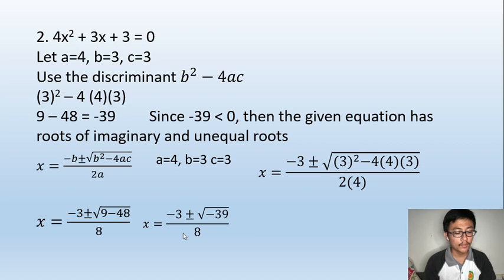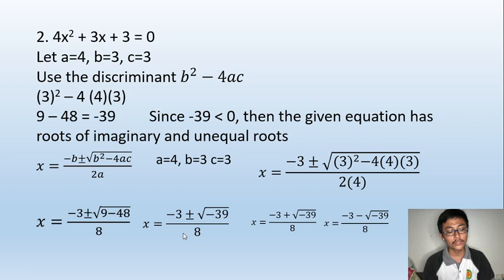So you will notice that sa loob ng square root sign you have negative 39. That will lead us to an imaginary number. So there are unequal roots. One is negative 3 plus square root of negative 39 over 8. And the other one is negative 3 minus the square root of negative 39 over 8. Then to emphasize, since we are referring to imaginary, no, negative 39, that becomes i. No, yung symbol ng imaginary i sa labas ng square root sign and then square root of 39.